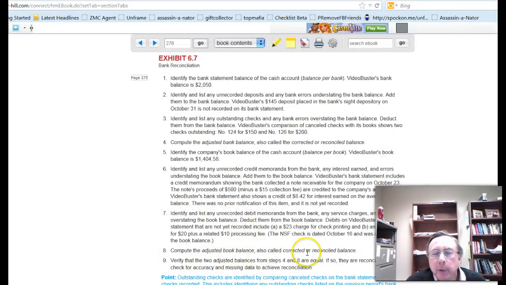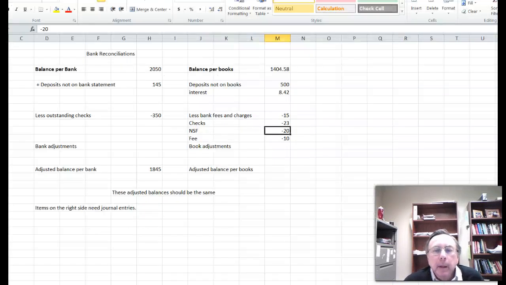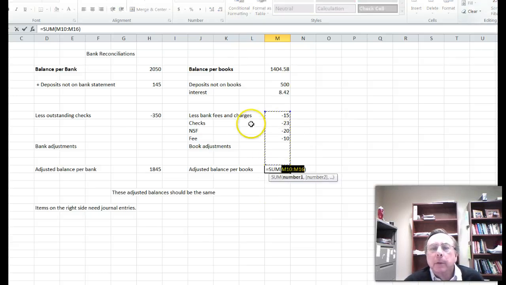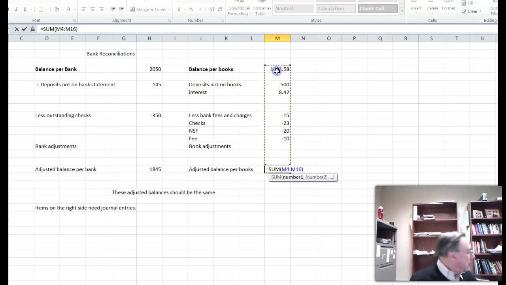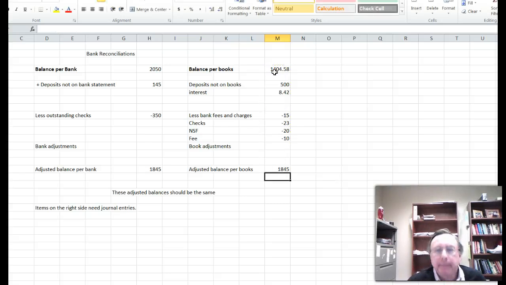Okay, compute the adjusted book balance, also called the corrected or reconciled balance. Let's go back here. We're just going to add up everything we have. Sorry about that, a little phone call. All right, looks like we have $1,845 adjusted book balance, $1,845 adjusted bank balance. Those adjusted balances should be the same, and they are the same. They're the same, we're done. If they're not the same, we got to go back.